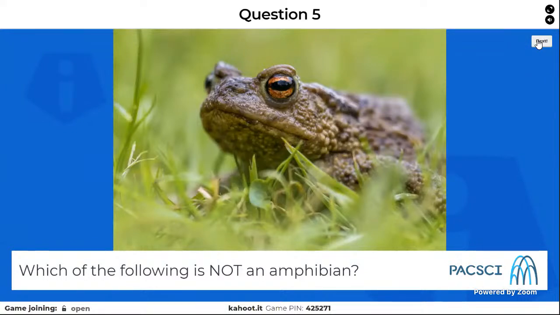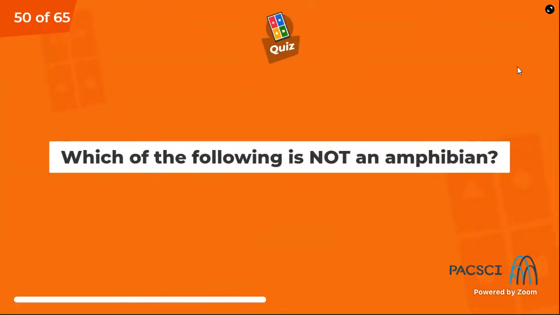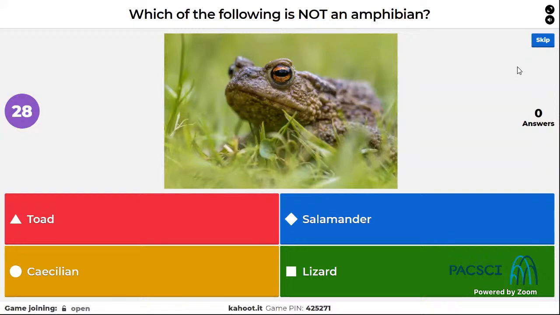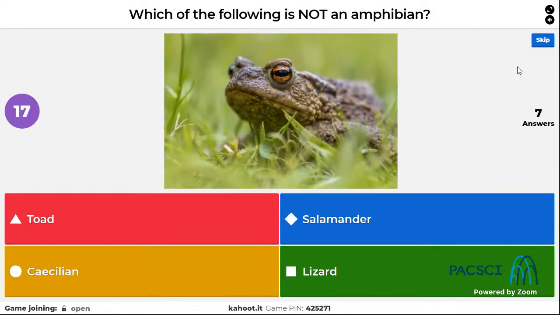Which of the following is not an amphibian? We're going to name four animals now. One of them is not an amphibian. Is that the toad, salamander, chameleon, or lizard? One of these things is not like the other.